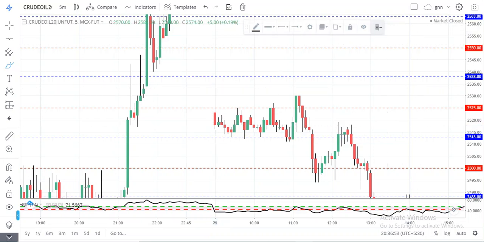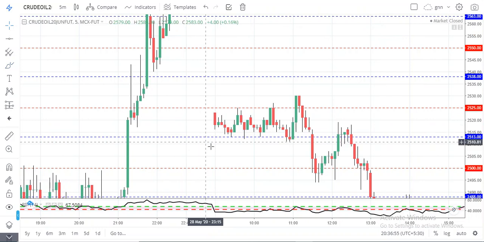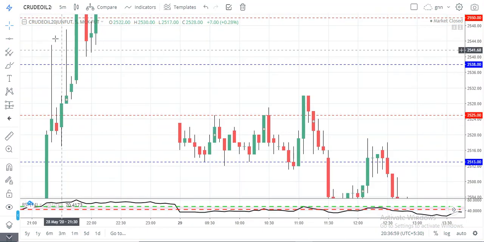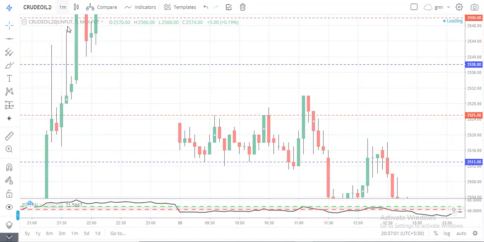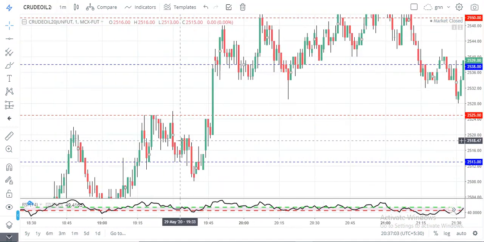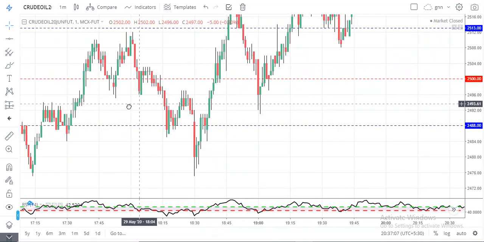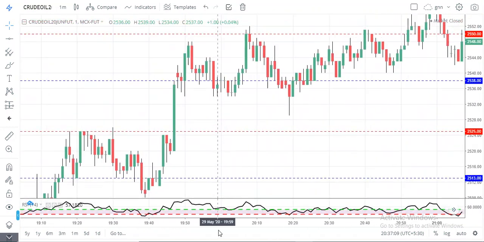We have to see the 5 minute closing as per my strategy, and I always suggest taking the 1 minute also for support. So if you're taking the 1 minute for support, that here.